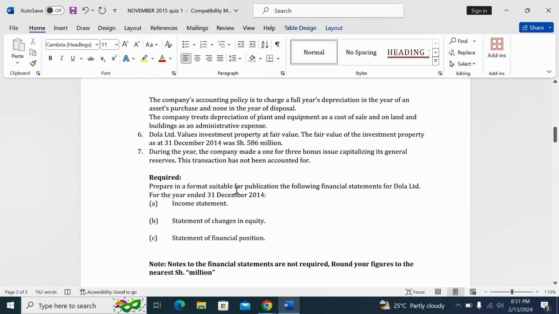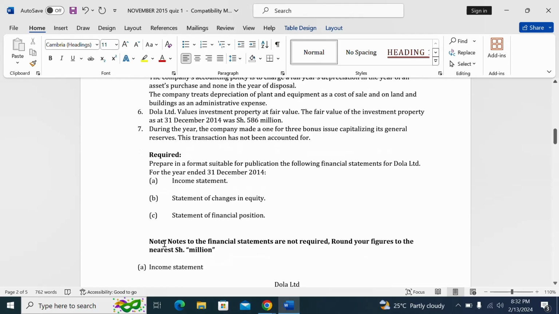Prepare, in a format suitable for publication, the following financial statements for Dora Limited for the year ended 31st December 2014. A. Income statement. B. Statement of changes in equity. And C. Statement of financial position. Note: notes to the financial statements are not required. Round your figures to the nearest shillings million.